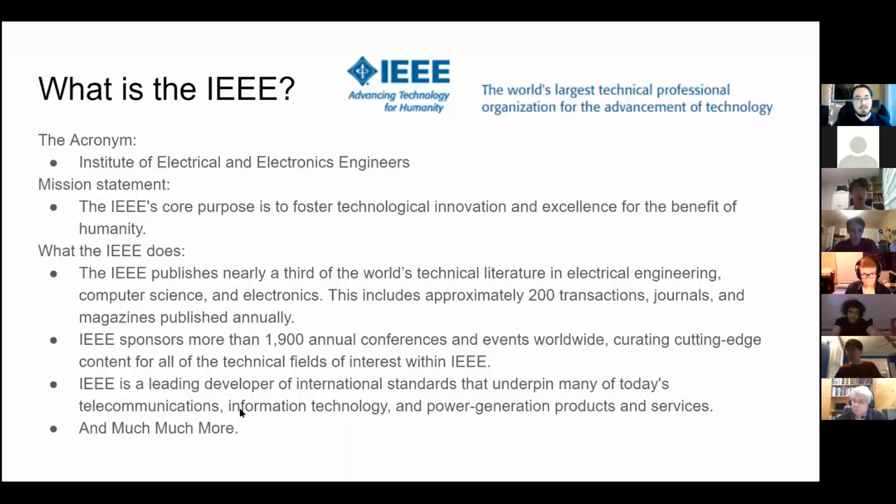A lot of people also wonder, okay, that's a great mission statement, but how do they go about doing this? The way that we go about doing this is through a variety of large-scale publications and conferences. IEEE publishes almost 1/3 of the world's technical literature in electrical engineering and computer science. And they also host over 1,900 annual conferences, which when you think about that, is absolutely insane. That's more than one conference a day.